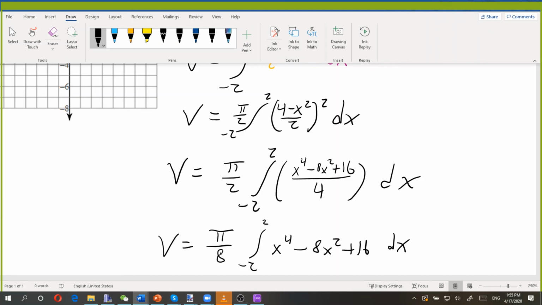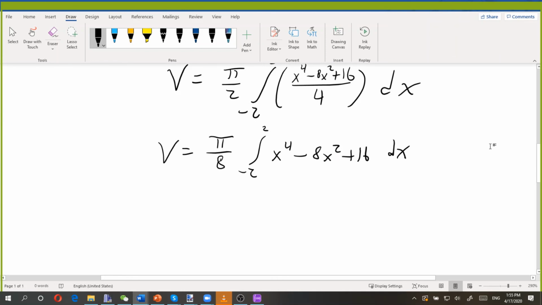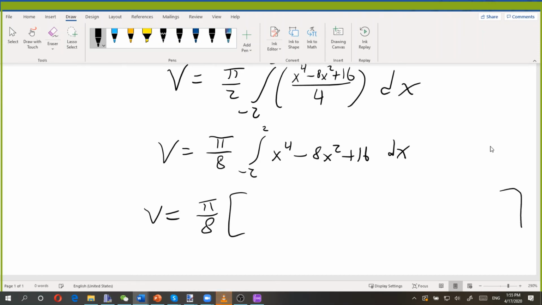We've got a little bit of geometry in our setup for the semicircle. We've done the algebra so far, so last part, easiest part, we've got our calculus. I'm going to multiply pi eighths times our integration with the power rule. So this is x to the 5th over 5 minus 8x cubed over 3 plus 16x from -2 to 2.